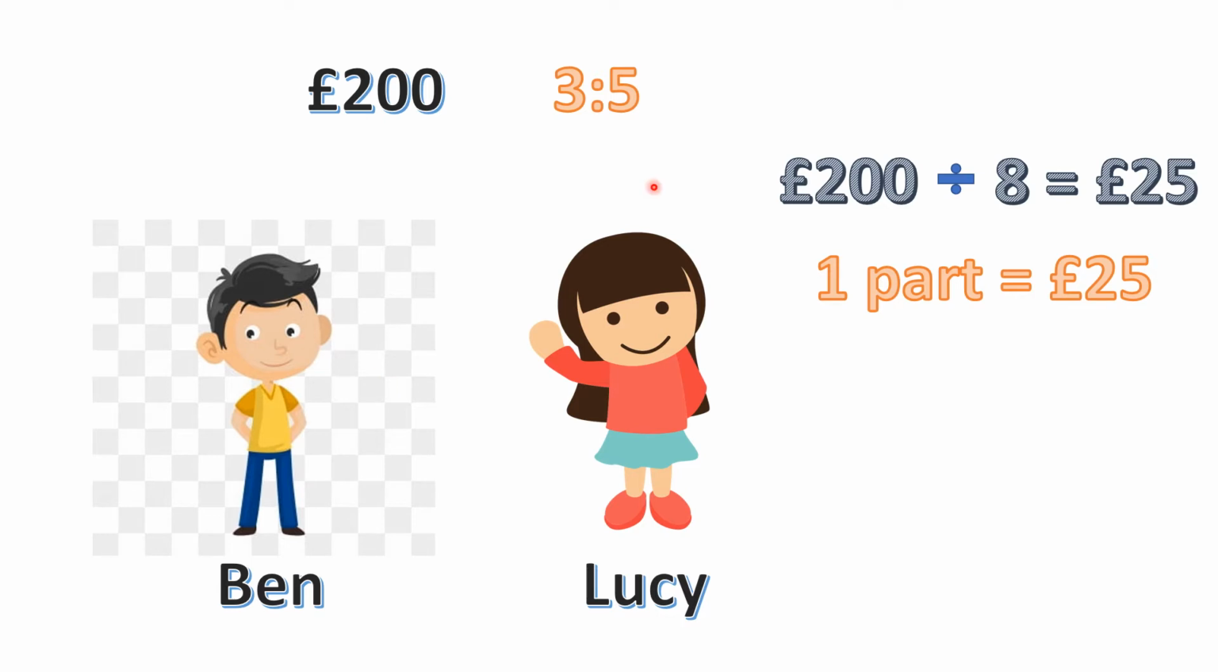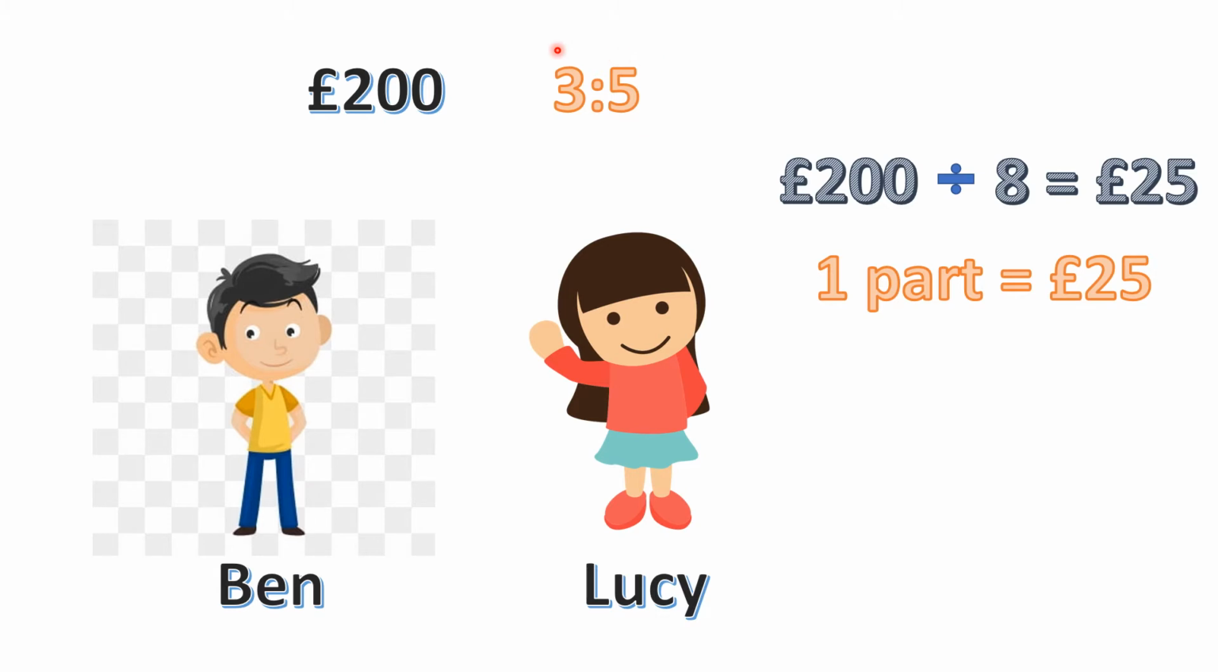Did I mention Ben first or did I mention Lucy first? I mentioned Ben. So the 3 belongs to Ben. And after Ben, I mentioned Lucy. So the 5 belongs to Lucy. Okay, so let's go back to this ratio again, 3 to 5.